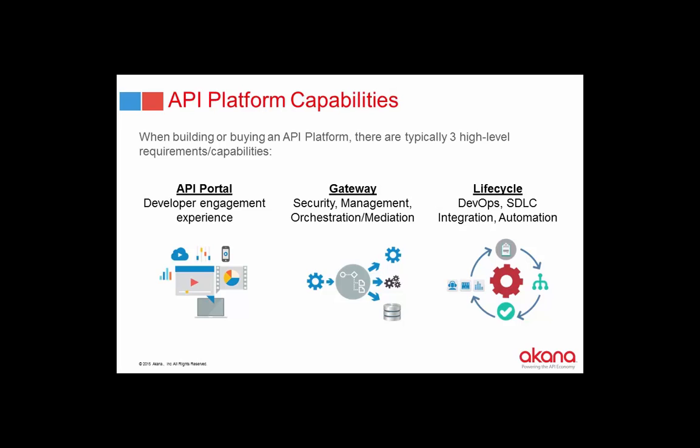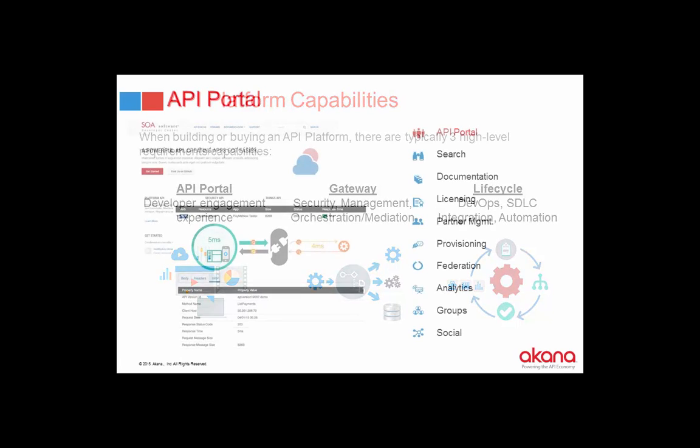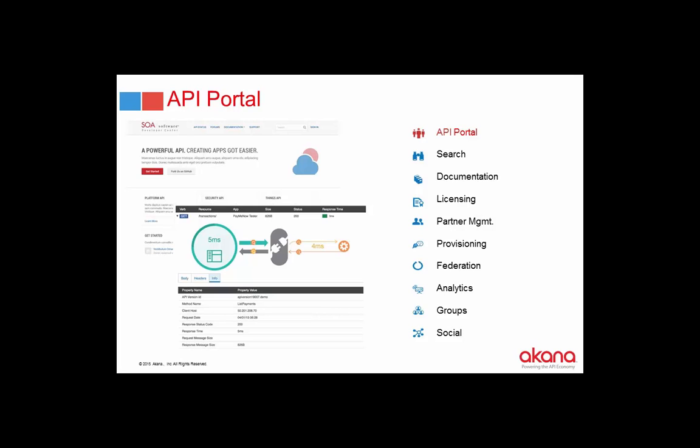Each one of these different things is going to be slightly different depending on what level of that layered API approach you're at. So I'm going to talk a little bit about that. So first of all, the API portal. API portals provide things like search capabilities, documentation, licensing, partner management, user and application provisioning, federation capabilities, analytics, pretty flashing lights, nice charts, an engaging developer experience, whoever that developer might be.